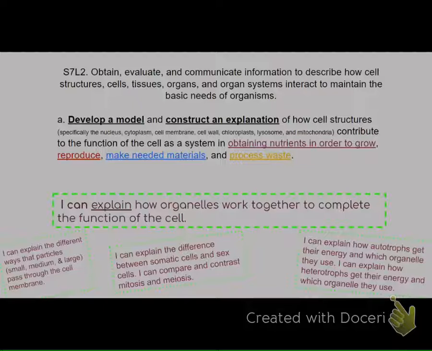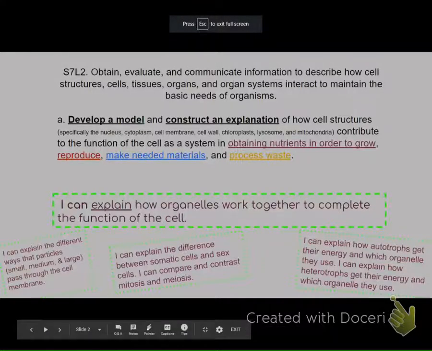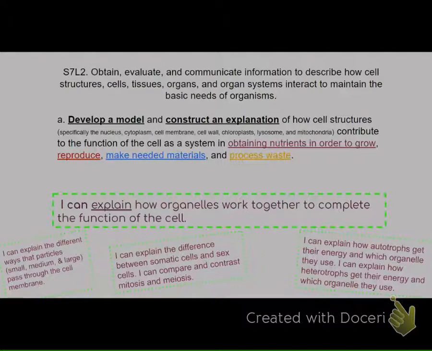We've already talked about, you see that part in parentheses, specifically the cytoplasm, cell membrane, cell walls, chloroplast, lysosome, and mitochondria. Those are the structures we've focused on. Now we're going to continue to construct our explanation using those things to explain how the cell obtains nutrients to grow, how it reproduces, how it makes needed materials, and how it processes waste.